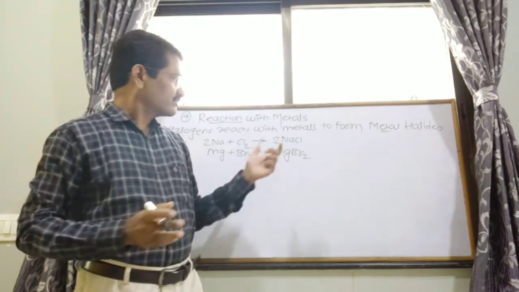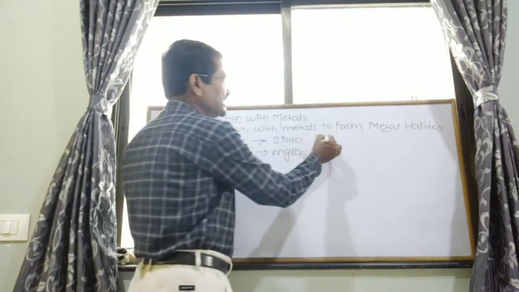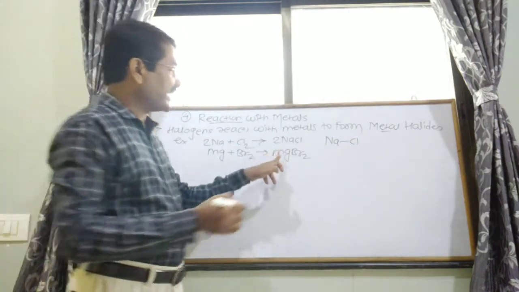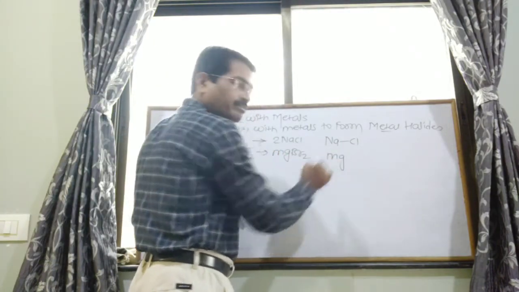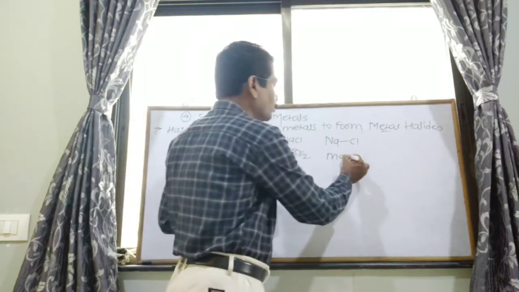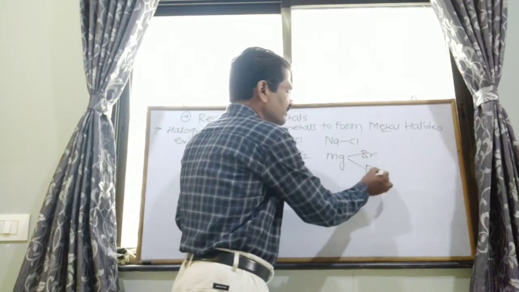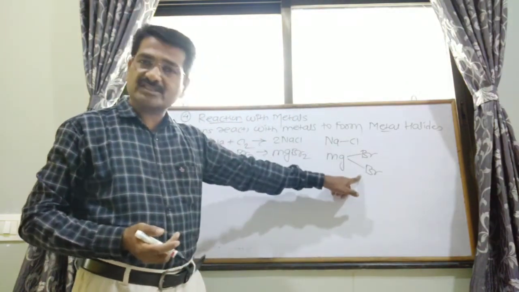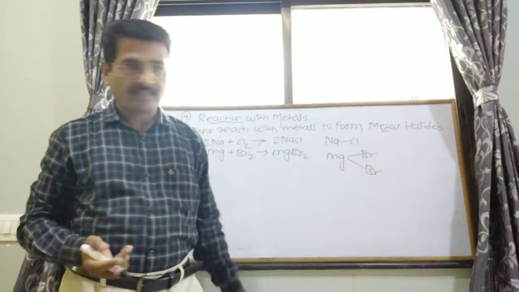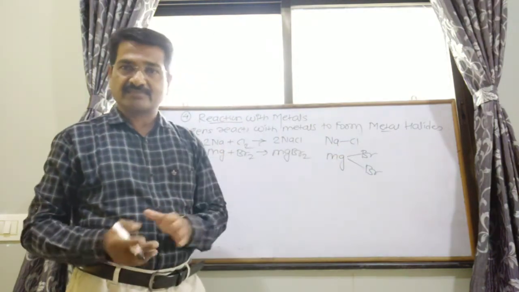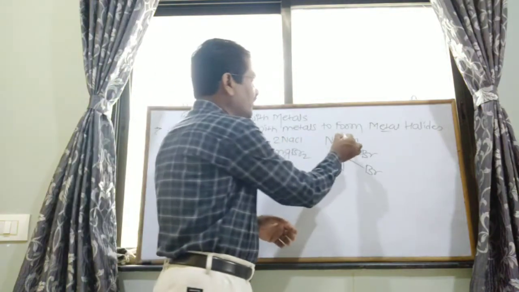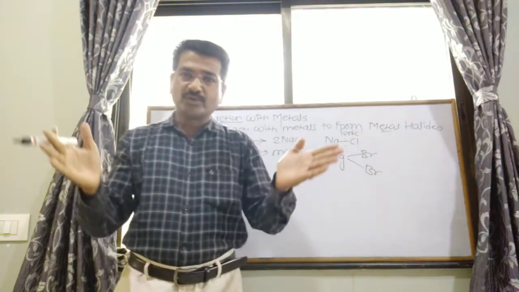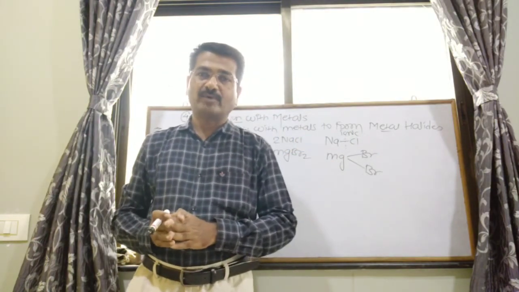All these metal halides have a bond. Suppose NaCl, sodium chloride, possesses an ionic bond. Another, magnesium bromide: one magnesium metal can react with two bromines, and in between them MgBr2 forms ionic bonds. Any metal halide, whether sodium chloride, magnesium bromide or anything else, has the ionic bond. The bond breaks up to give the ions, so it is called an ionic bond.